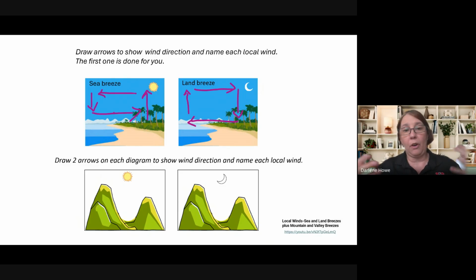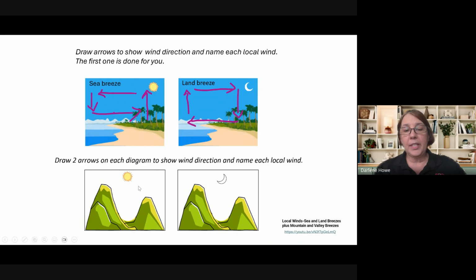Okay, so before we did that, we should have read the instructions to see what we're supposed to do: draw arrows to show the wind direction. Okay, we've done that. The next one is draw 2 arrows on each diagram to show wind direction and name each one of these local winds as well. Okay, so in the first one, the sun is shining. And do we remember if this is a land breeze or a mountain breeze? You don't necessarily have to know, but it is a good idea to remember which one is which. But we can figure this out.